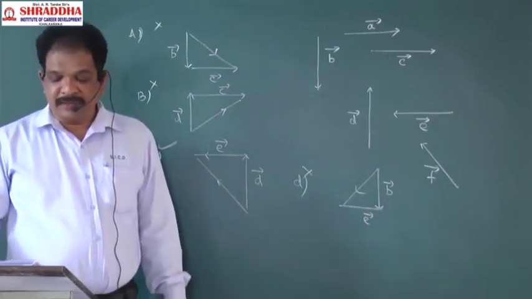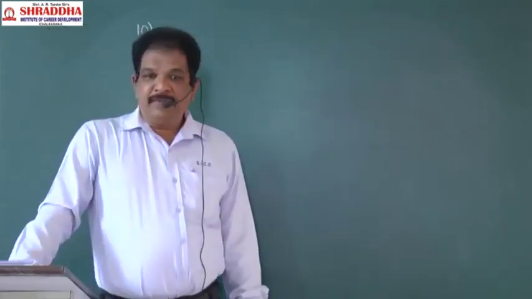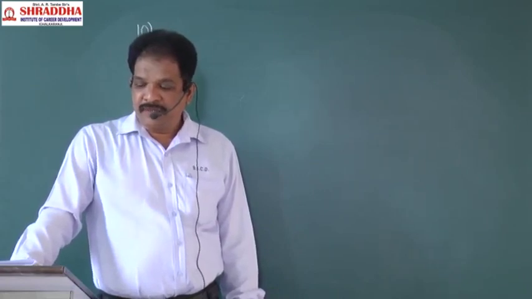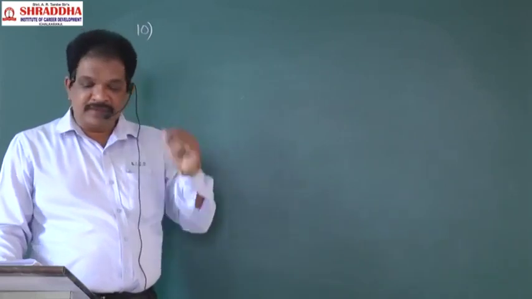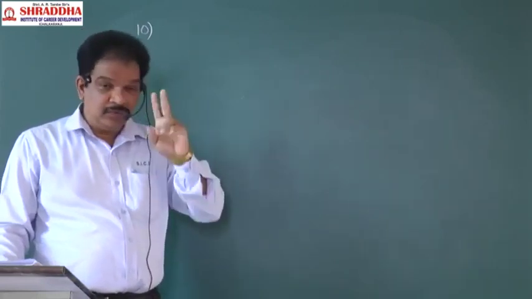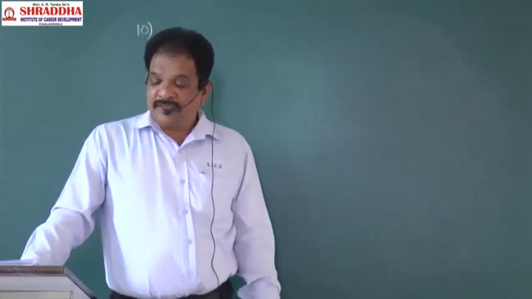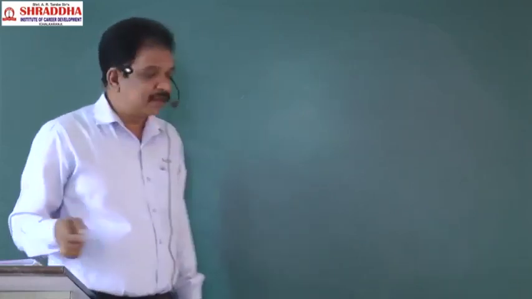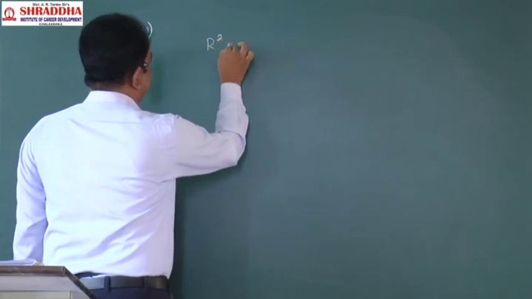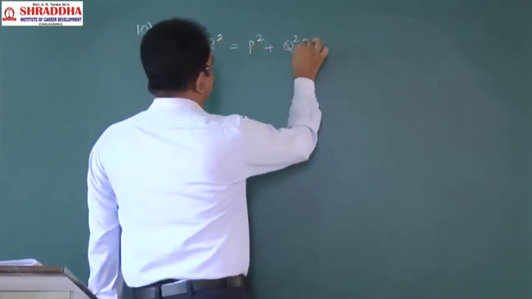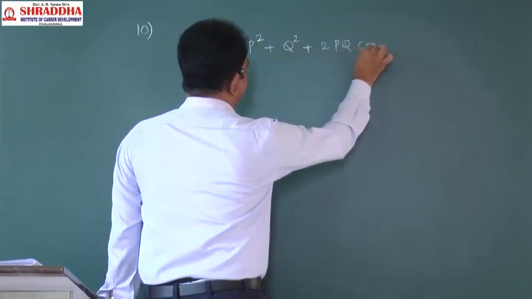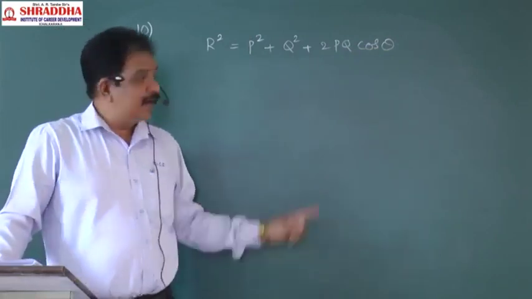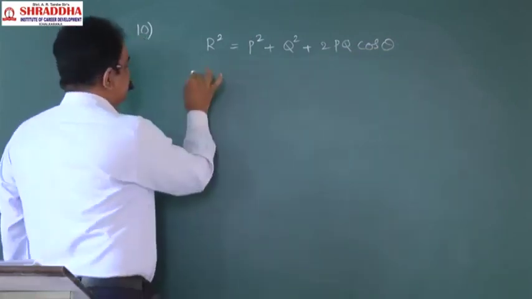Question number 10, you see what they are asking. Angle between the two vectors of magnitude 12 and 18 units when their resultant is 24 units will be. Two vectors are there. Their resultant is 24 units. What is the angle between the two vectors? What is the formula? R square is equal to P square plus Q square plus 2PQ cos theta. This is the formula.